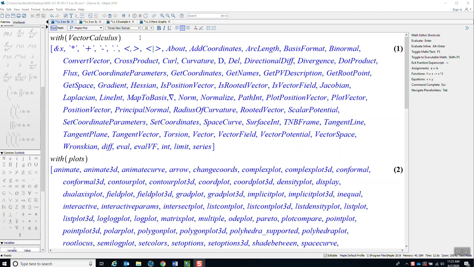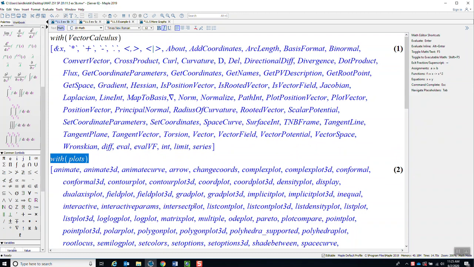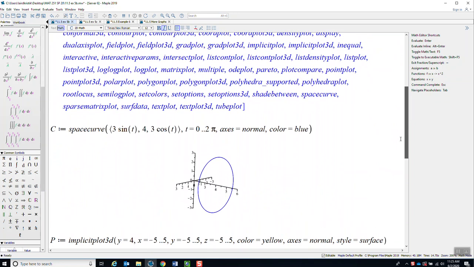The with(VectorCalculus), which makes all of the vector commands available, and then also the with(plots), which makes all of these plotting commands available. So start with both of those so that it recognizes vectors and your plotting commands. Now I've already typed things in here so that you don't have to watch me type.